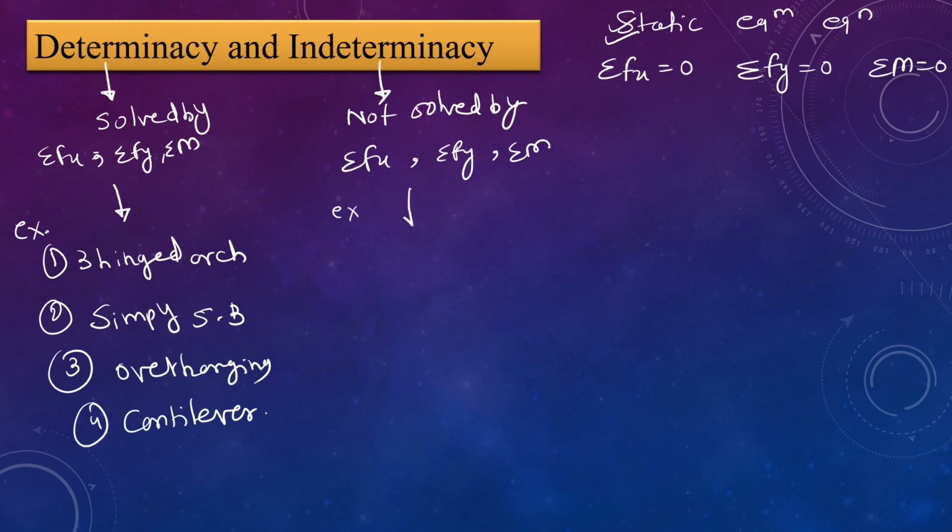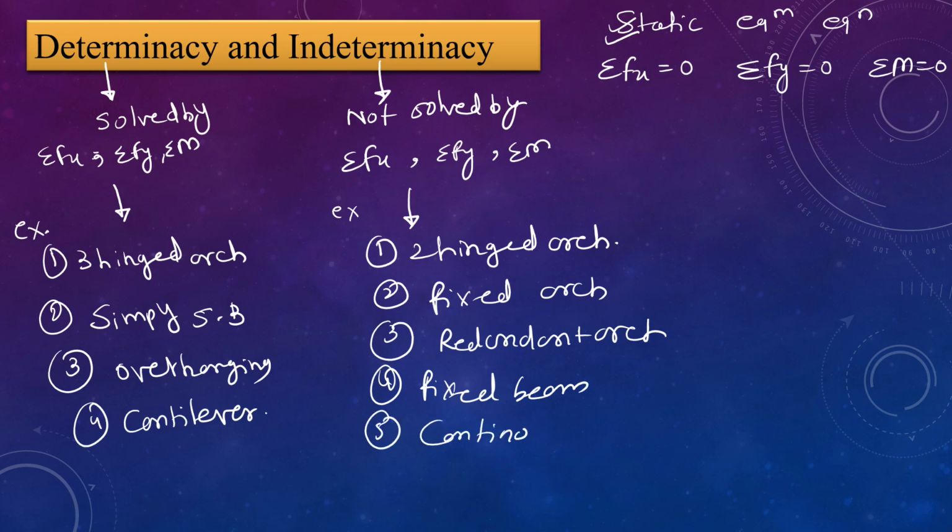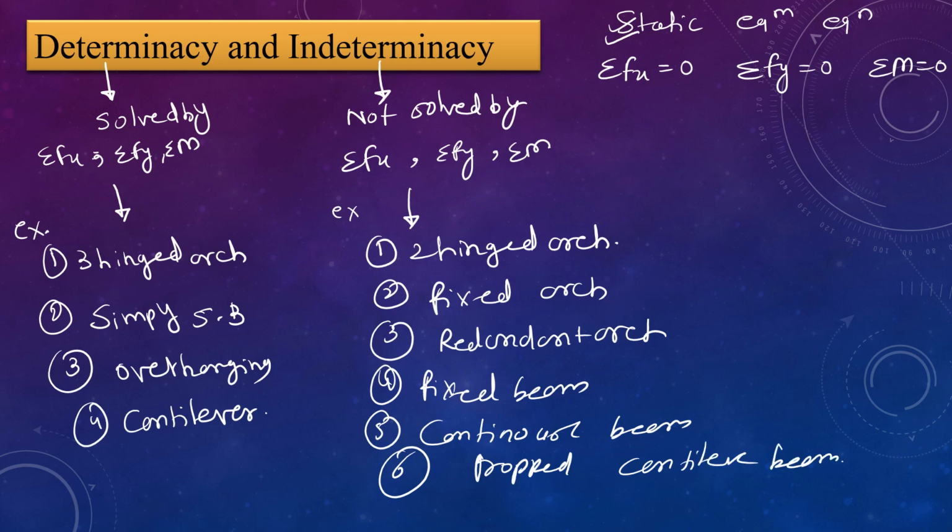Then the examples for indeterminate structure. First is two hinged arch. Then second is fixed arch. Then third is redundant arch. Then fourth is fixed beam. Then fifth is continuous beam. And sixth is propped cantilever beam. Okay, so these are a few examples related to determinate and indeterminate structure.